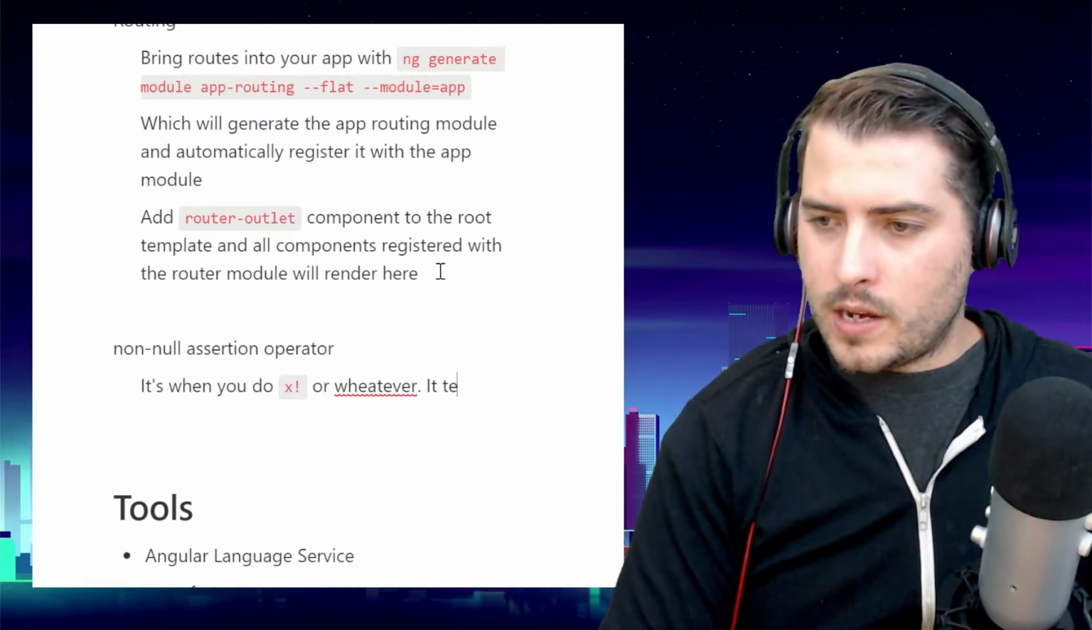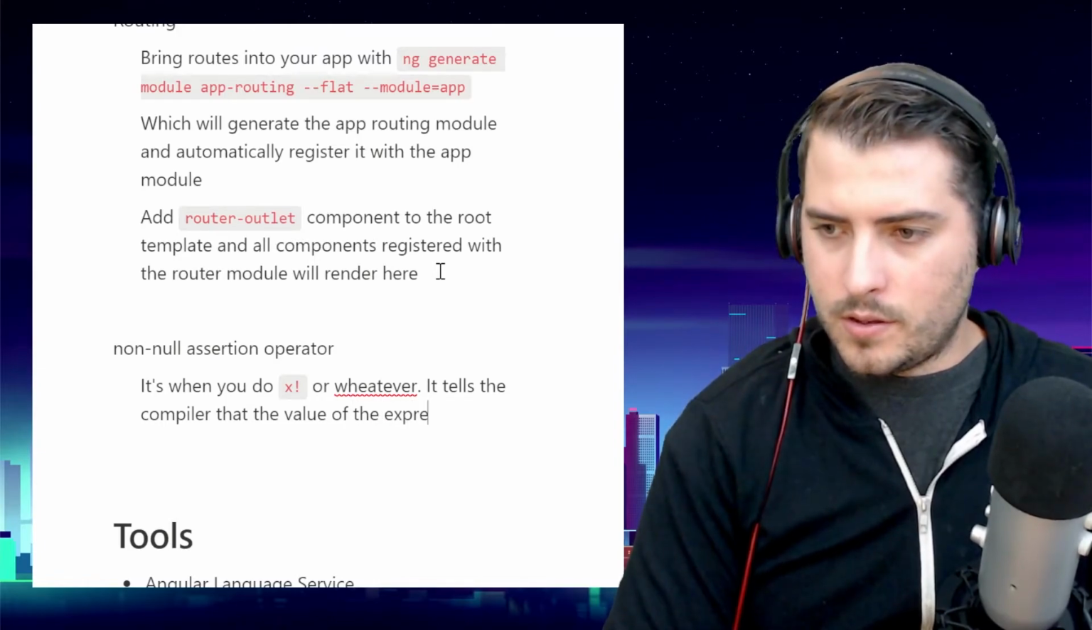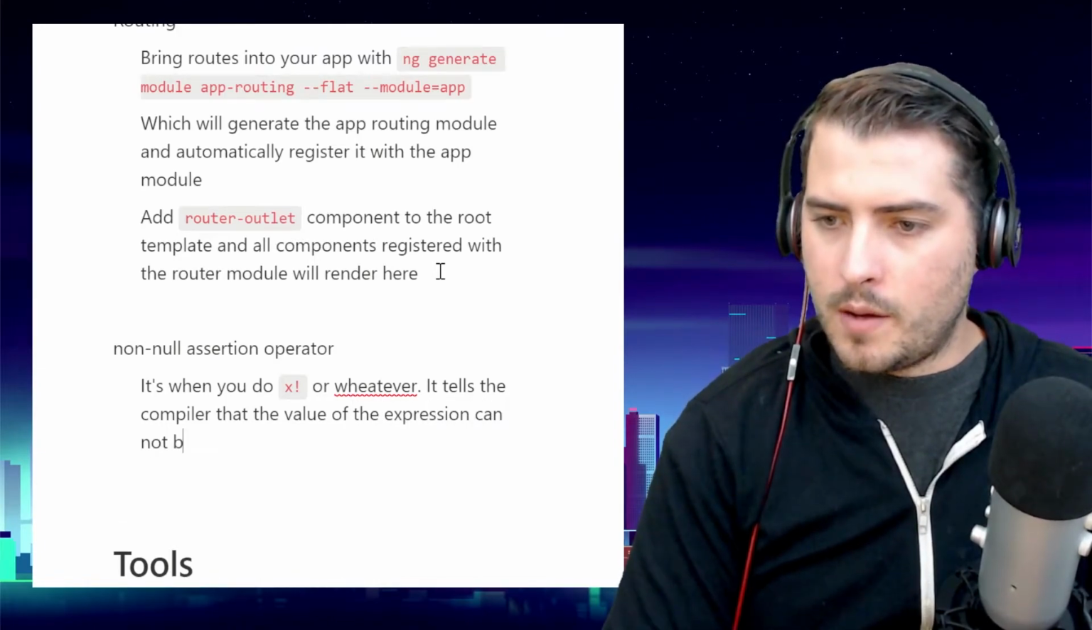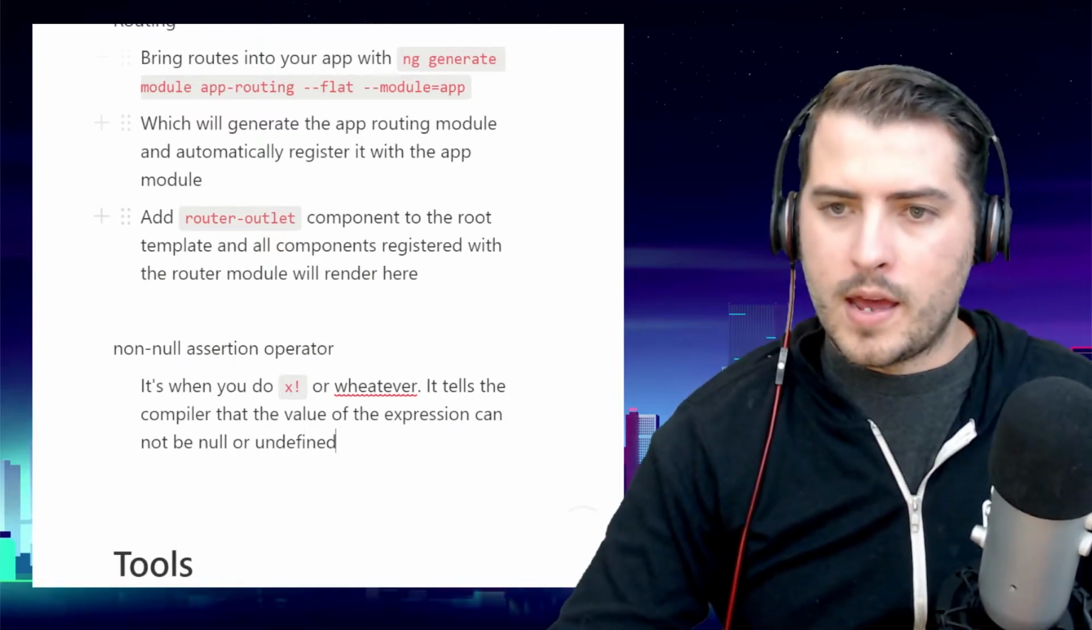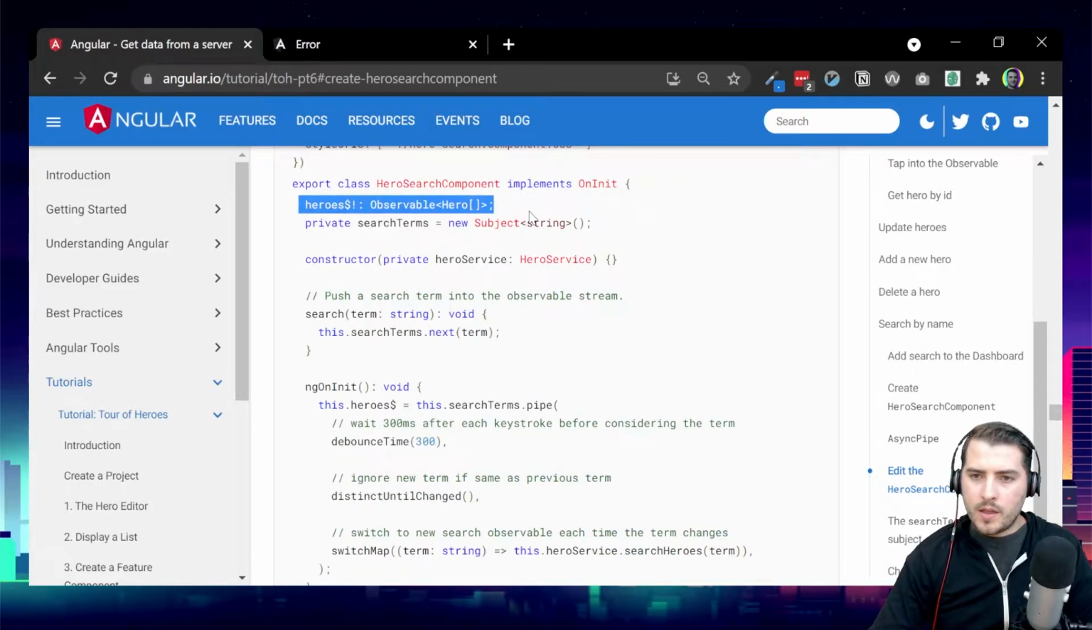It tells the compiler that the value of the expression cannot be null or undefined. Okay, that works for me. I'm gonna close this tab and we're just gonna move on. All right, so we've got to keep reading through here, so that we now understand what that is.